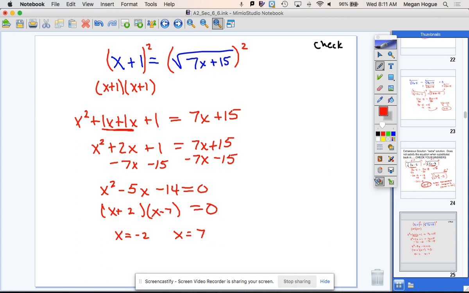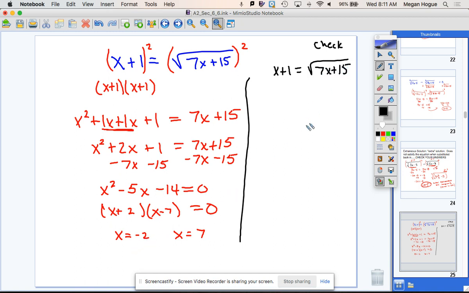Well, guess what? We better check, and we got 2 answers to check. All right, so I'm gonna do my check over here. I'll put it in a different color so you can tell it's my check. I'm gonna rewrite this equation so it's a little bit easier to see where I'm checking.